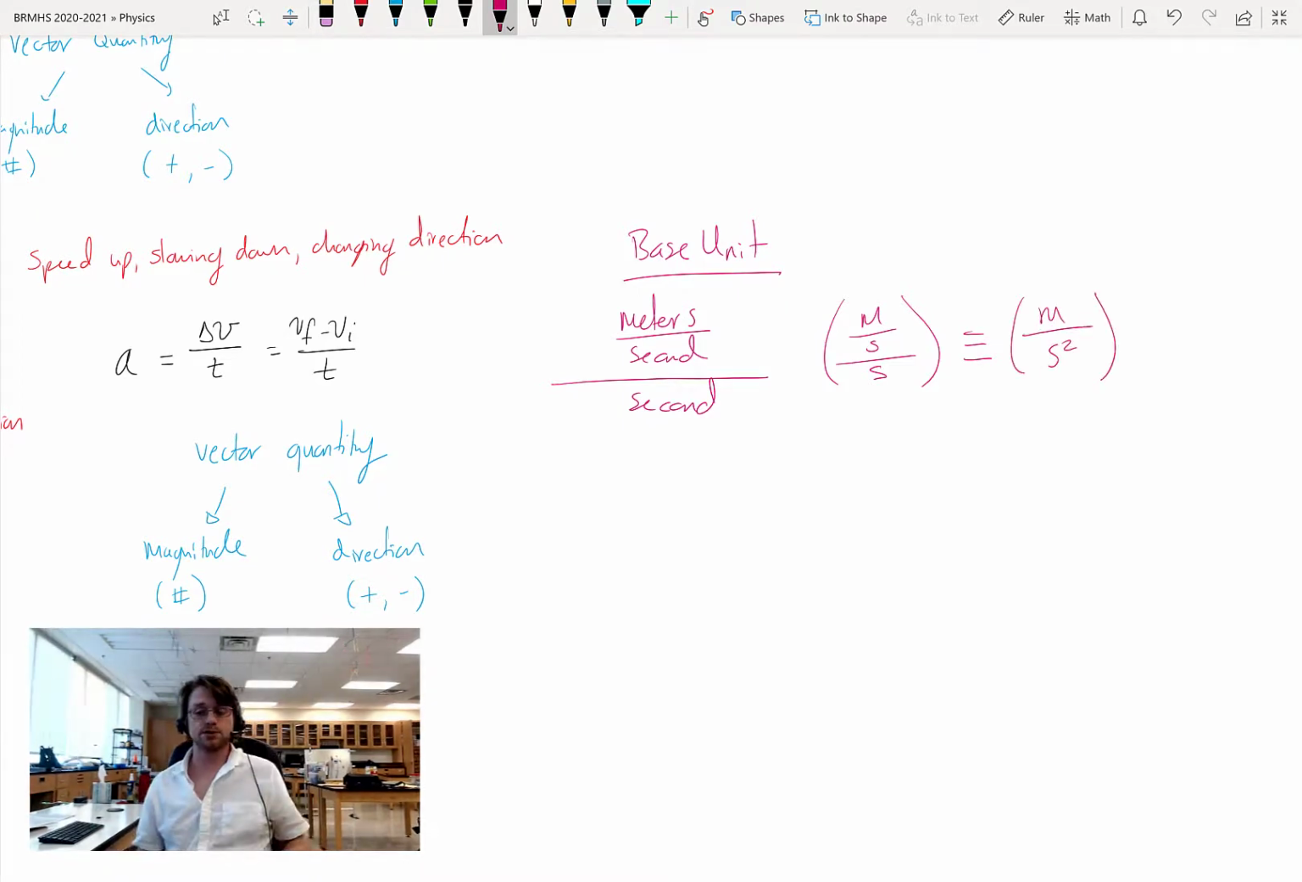So acceleration is always going to be in a length unit, like meter, divided by squared time units. And the base units are going to be meters divided by seconds squared, or meters per second every second. How quickly is your velocity changing? A certain amount of meters per second every second.